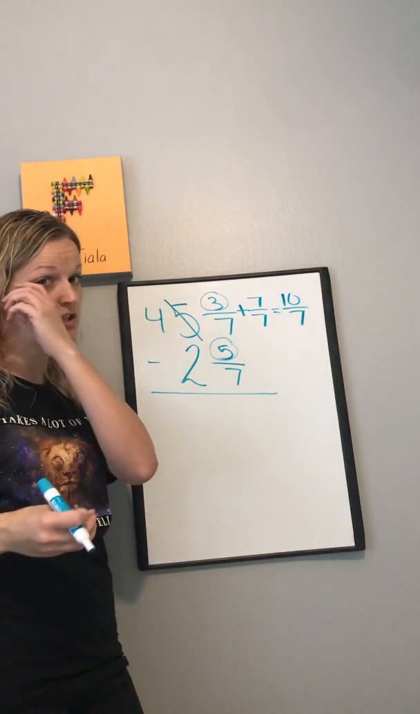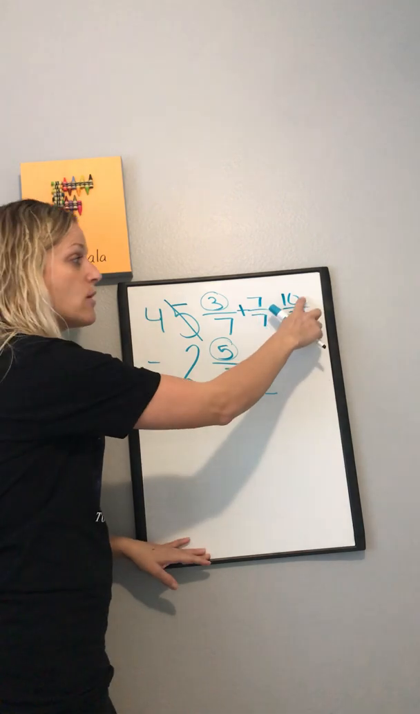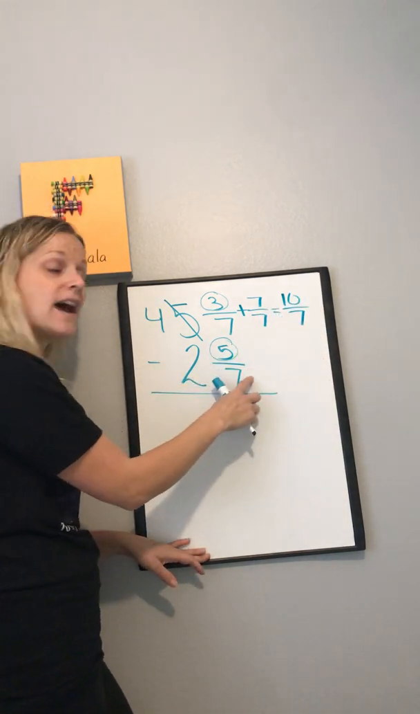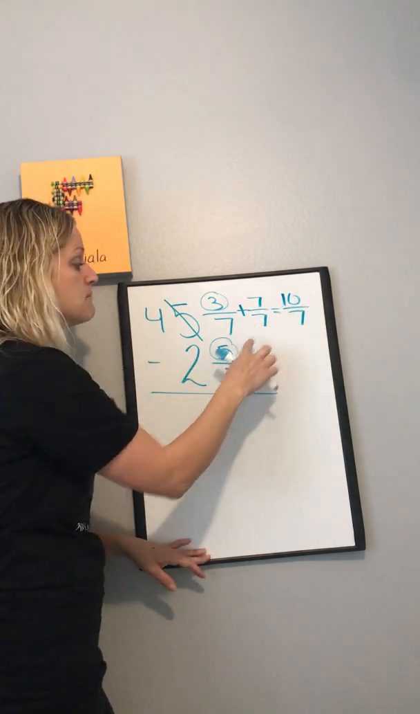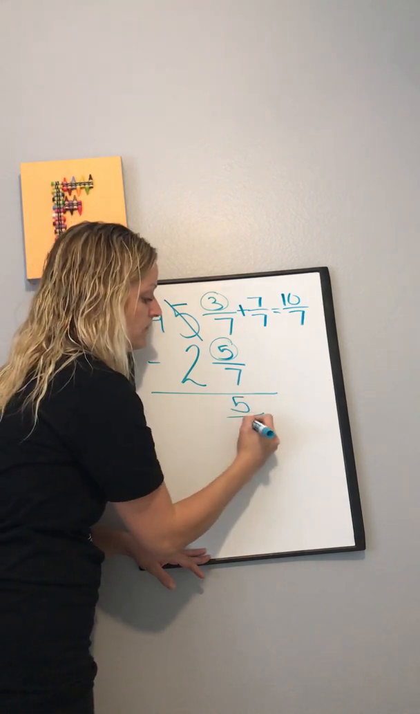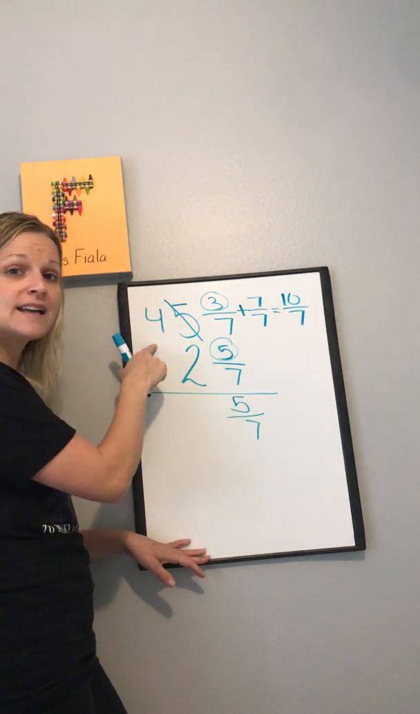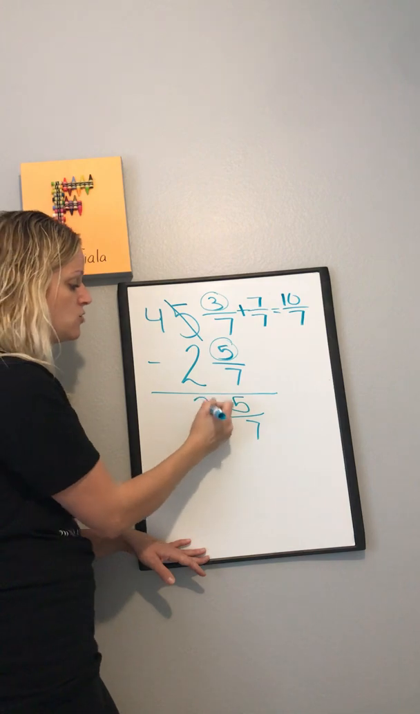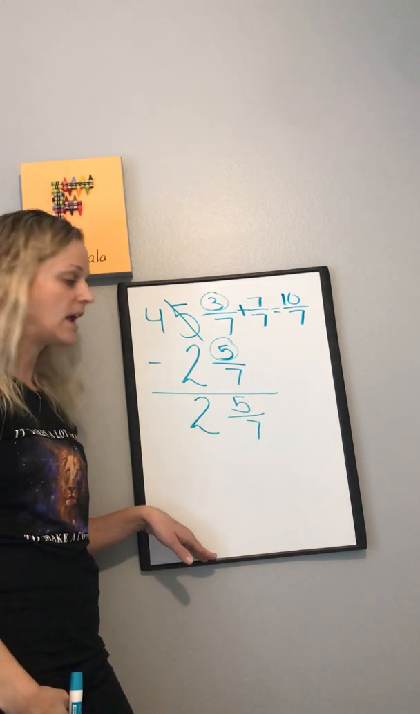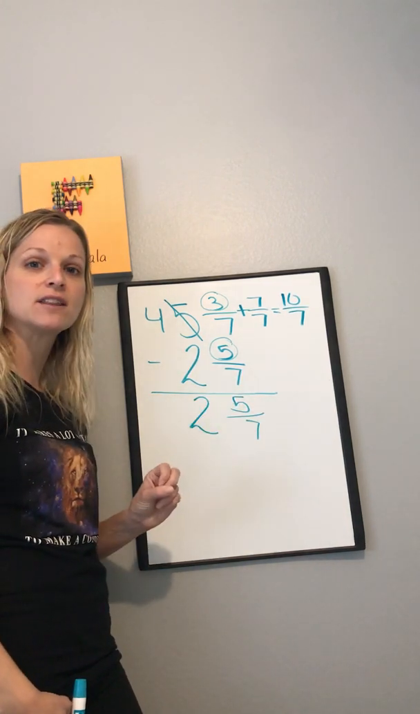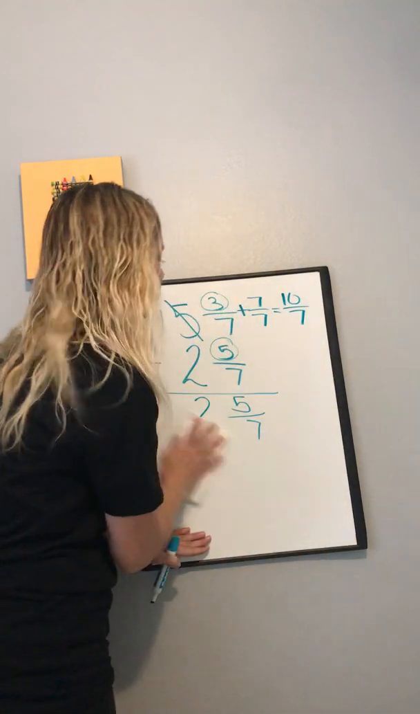Now I'm going to go back to that first step and subtract my fractions. Now can I do 10/7 minus 5/7? I can. 10 minus 5 is 5/7. Now my last step, just subtract your whole numbers. 4 minus 2 is 2. Okay, my answer is 2 and 5/7. Alrighty, let's do another one.